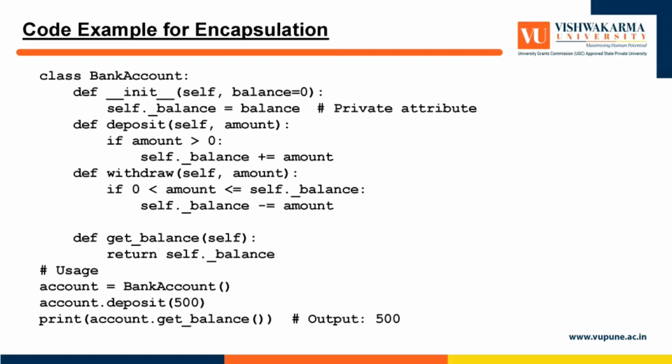Code example for encapsulation: class BankAccount, def __init__(self, balance=0): self.__balance = balance, # private attribute. def deposit(self, amount): if amount > 0, then self.__balance += amount. def withdraw(self, amount): if 0 < amount <= self.__balance, then self.__balance -= amount. def get_balance(self): return self.__balance. # Usage: account = BankAccount().